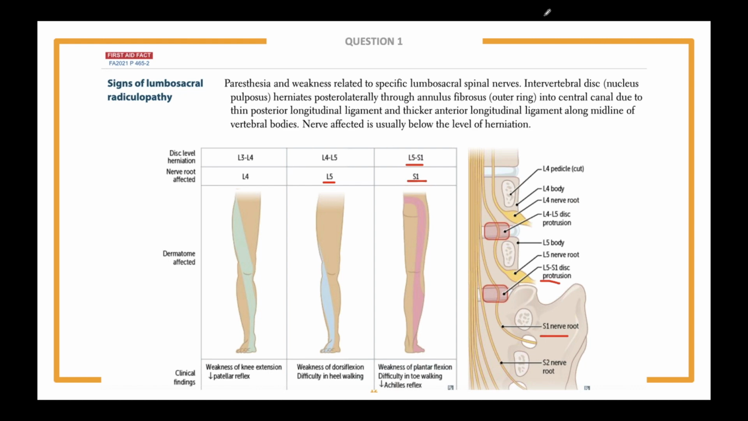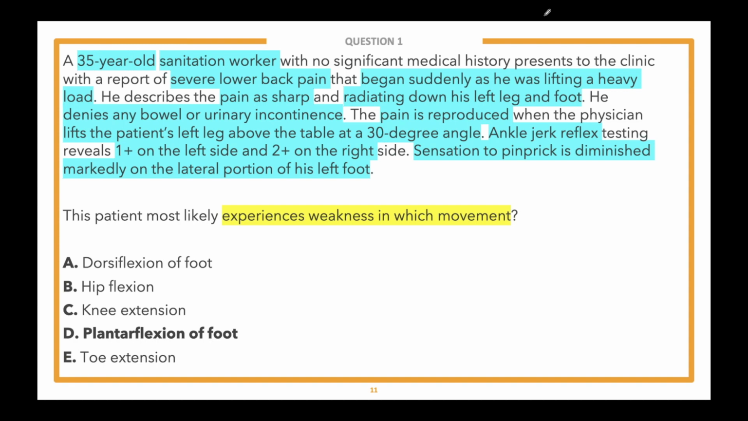So now let's go back to our vignette and our other answer choices. So hopefully you see now why D is the best answer here. We talked about answer choice C and how a better answer would be L4, and we talked about how dorsiflexion of the foot would be caused by L5 radiculopathy. So just to cover the other answer choices, answer choice E, toe extension. This is also something you would get with an L5 radiculopathy. It would also have, as we mentioned, weakness of dorsiflexion and toe extension. So not what we have with our patient.